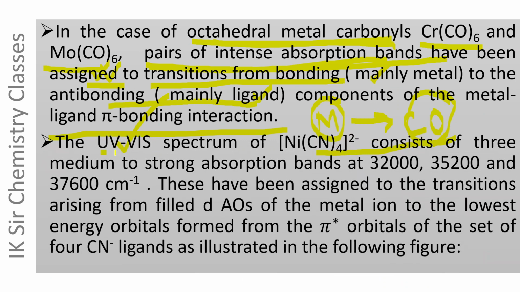The UV visible spectrum of [Ni(CN)4]2-. This is a square planar complex compound, and its UV visible spectrum consists of three medium to strong absorption bands at 32,000, 35,200 and 37,600 centimeter inverse.